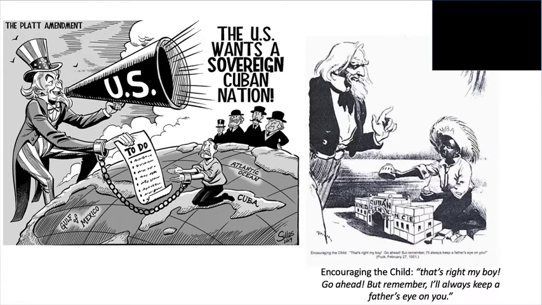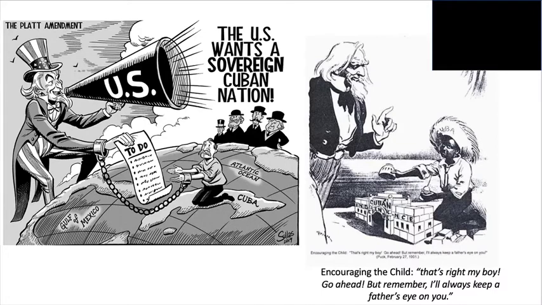like building this building as if you had toy blocks, building your independence. And Uncle Sam, as you can see in the words underneath the cartoon, it said, encouraging the child, "That's right, my boy, go ahead. But remember, I'll always keep a father's eye on you." So in other words, Cuba is like a child, and like a child cannot be trusted. The Cuban people are not viewed as equal to America, that the U.S. is superior, and again, Cuba is inferior.